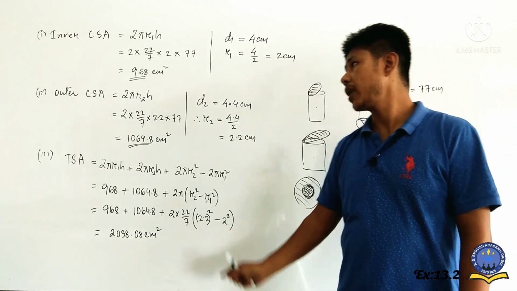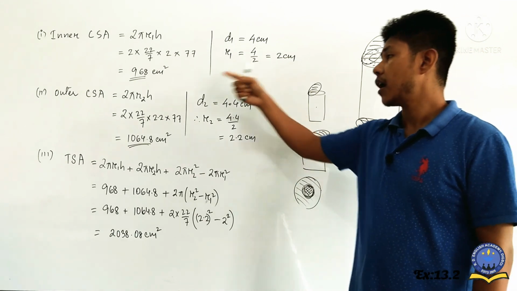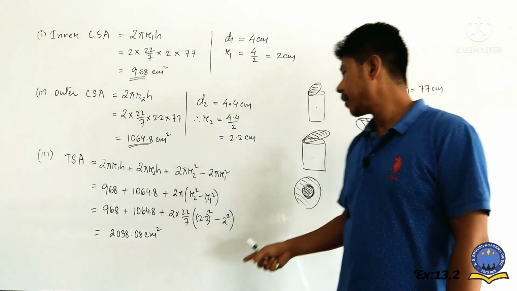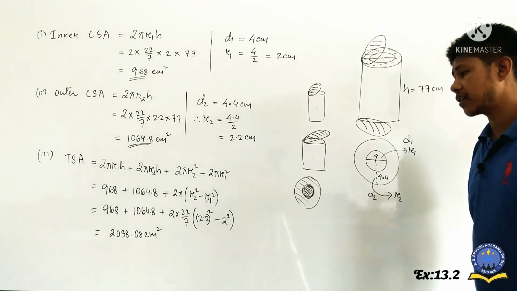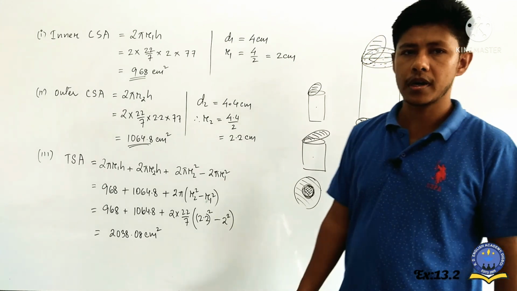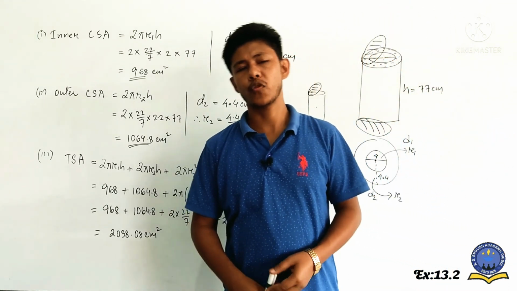So in this question mainly 3 parts are here: inner curved surface area, outer curved surface area, as well as the total surface area we have to find out. And this is a very important question from the examination point of view. So I hope all of you understood this question properly. In our next class we will continue this exercise and start from question number 4.